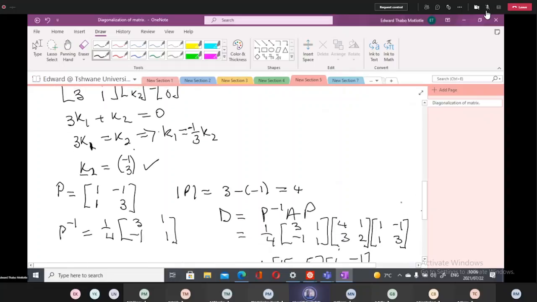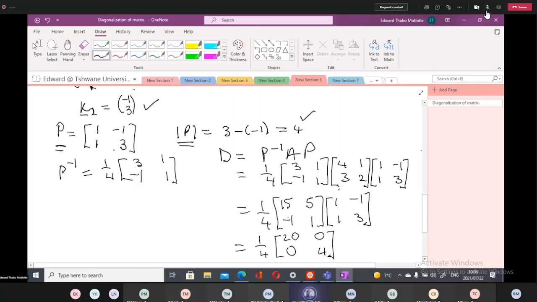Now, immediately after that, we determine P. My P is 1 and 1, minus 1 and 3. I determined the determinant of P, which I got to be equal to 4. I determined P inverse, so the inverse of P is given by that, using the determinant method. Then immediately after that, what I do is just multiplication. Like I said, this is the correct way. I don't think that one is the correct way. I'll change that one in my notes for future. It's supposed to be P inverse multiplied by A multiplied by P.